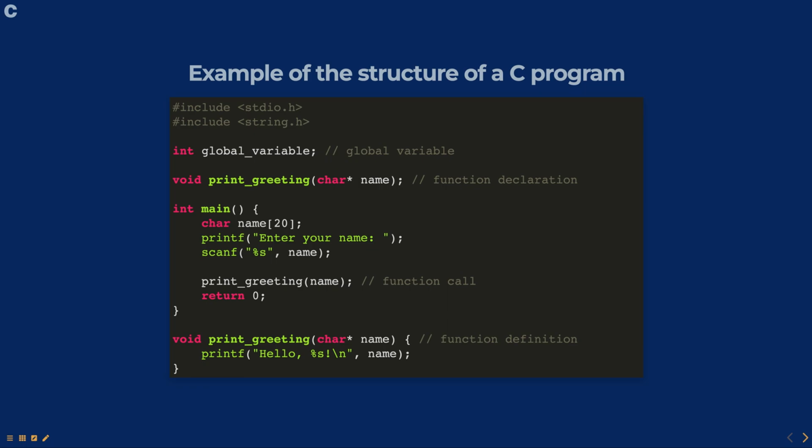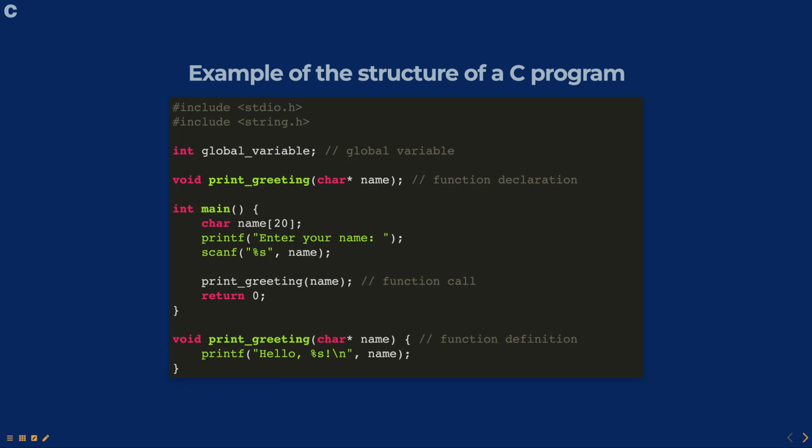The main function is where the program starts. It gets a string input from the user and calls the print_greeting function, passing the input string as an argument. The print_greeting function is provided after the main function. It prints a greeting message to the user.